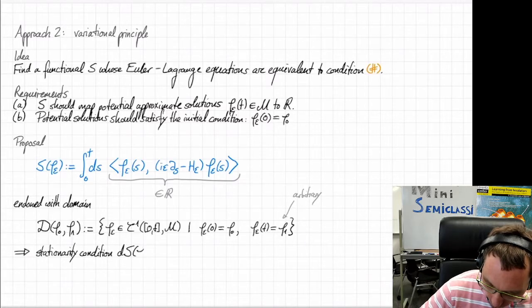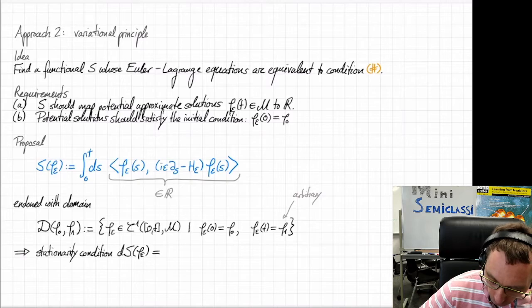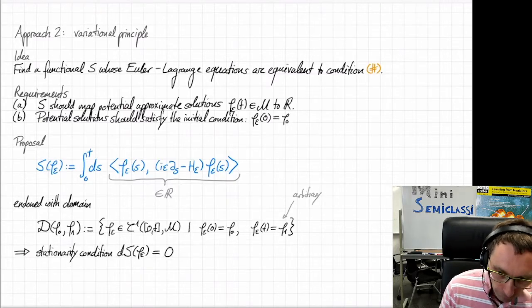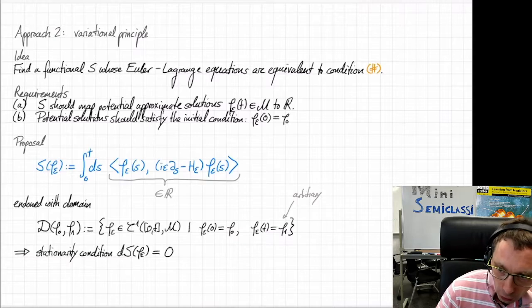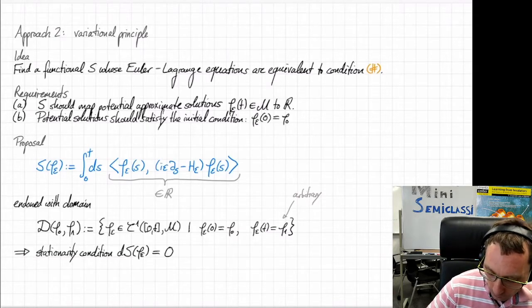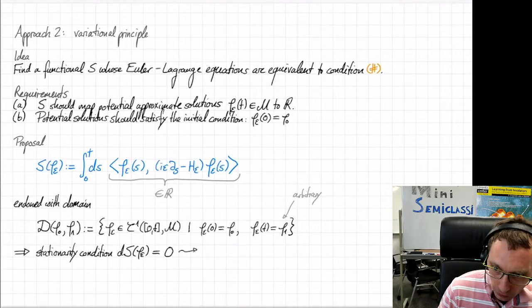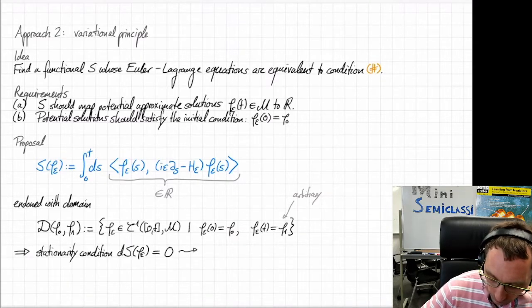But of course, here, because we're working with functionals, it's actually not so easy to define, or it's not immediately obvious, what the stationarity condition actually means, right? So what's the mathematical definition?